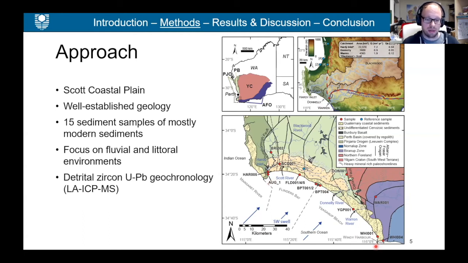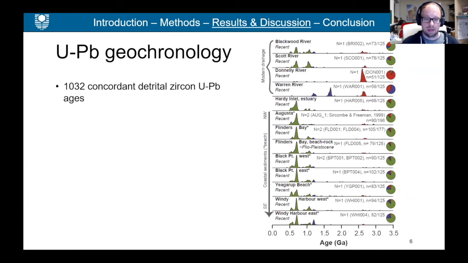Then we separated zircons and dated them. I don't want to go into detail, but we used the most conventional approach, which is probably laser ablation. Here are the results of the geochronology. We obtained roughly 1,000 concordant detrital zircon ages, seen on the right-hand side. The x-axis shows the age, and these kernel density plots are just the frequency distribution; essentially the higher the curve, the more grains of a given age are present.